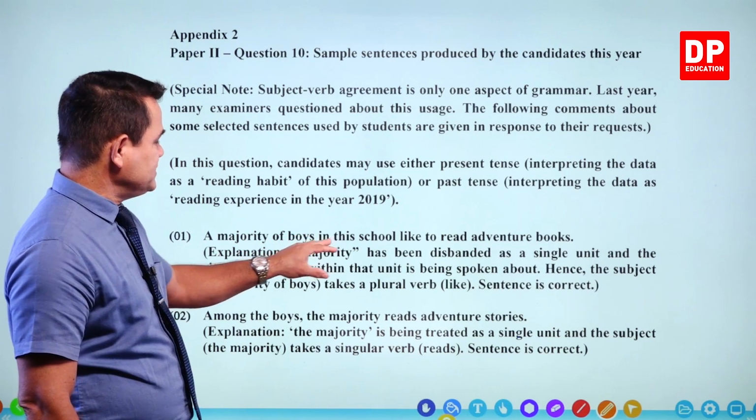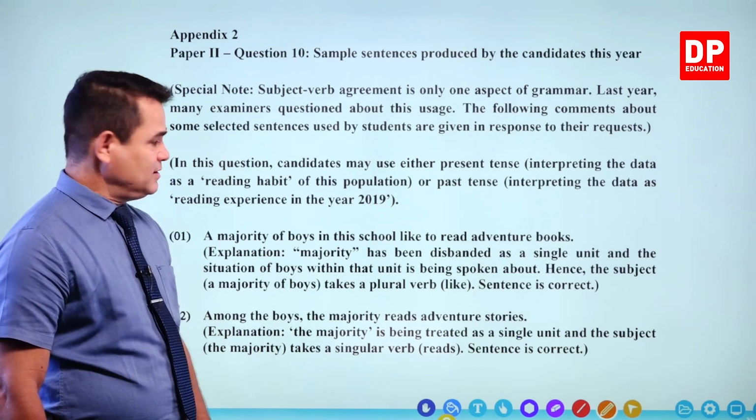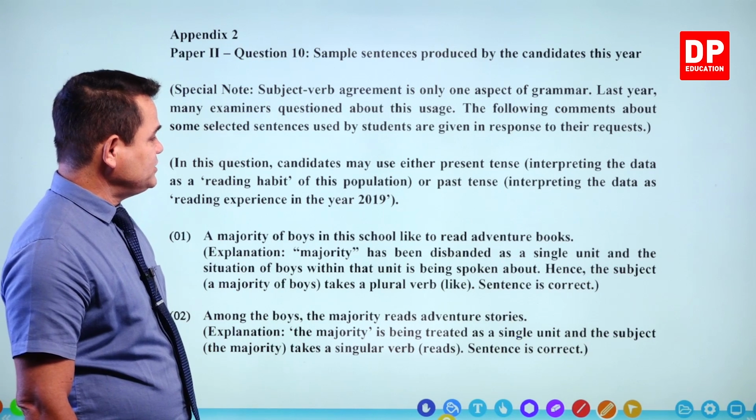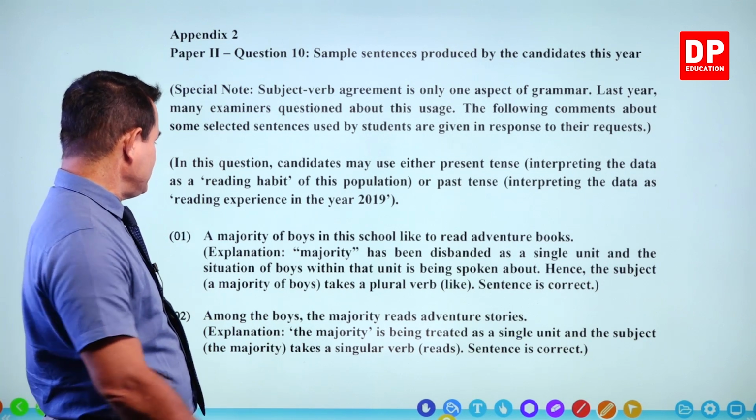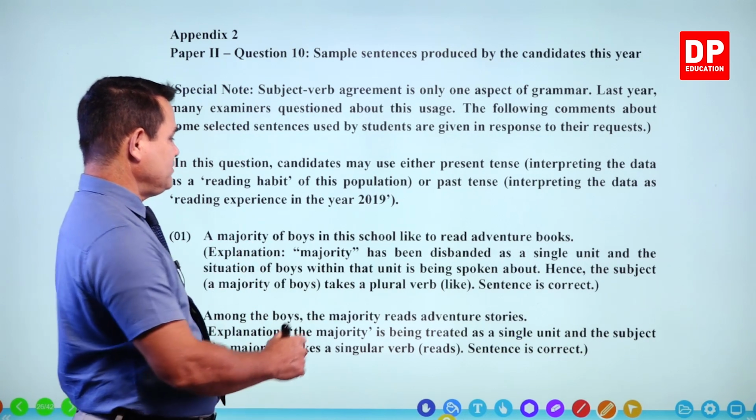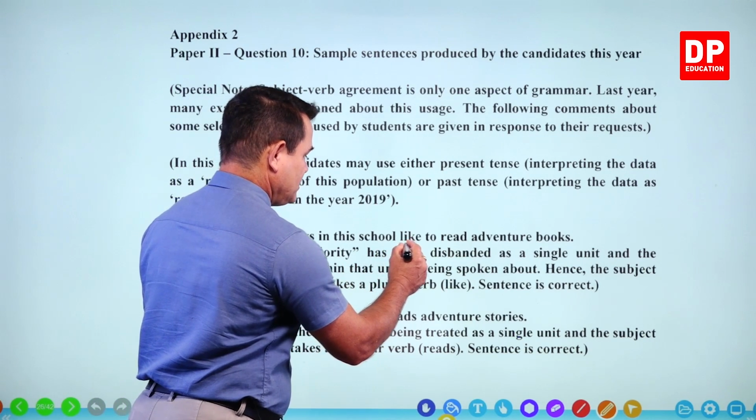Number 1. Majority of boys in this school like to read adventure books. Majority, remember the verb, like.